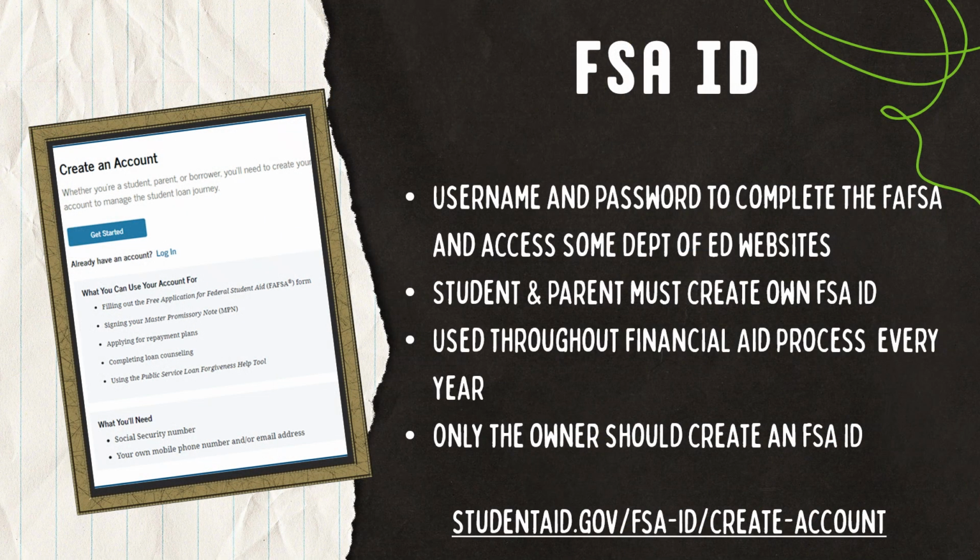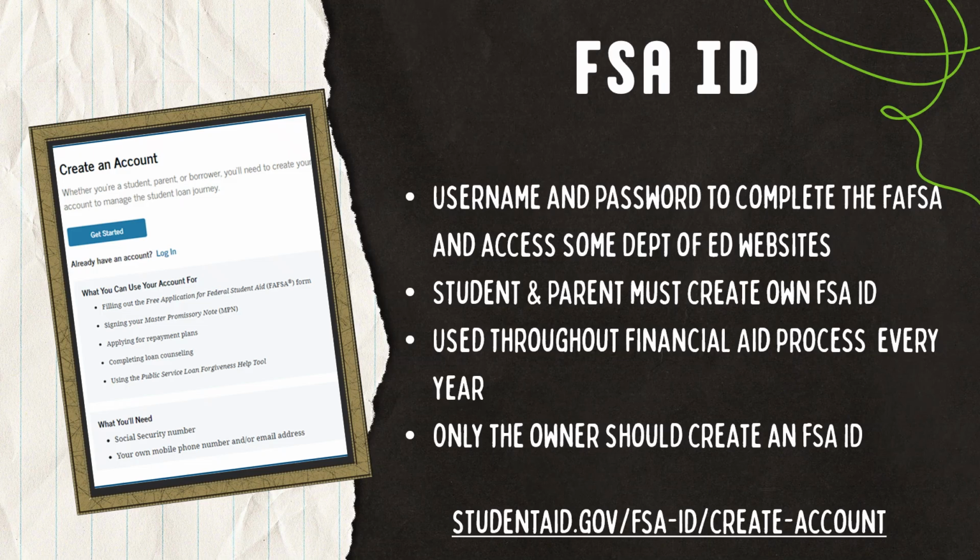Create a Federal Student Aid Identification, FSA ID. When you create your FSA ID, the process authenticates your identity. You and your parents or spouse will keep the FSA ID for life. You will create a username and password to complete the FAFSA. It's used through the whole financial aid process and every year you apply for aid.